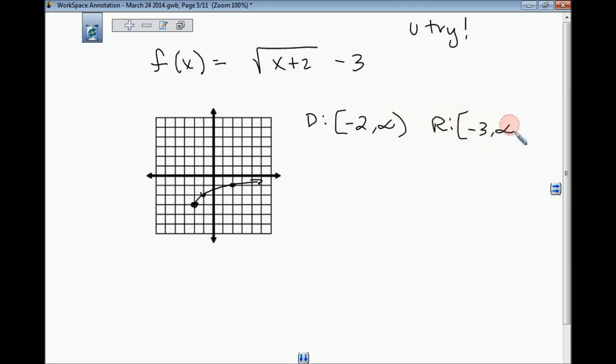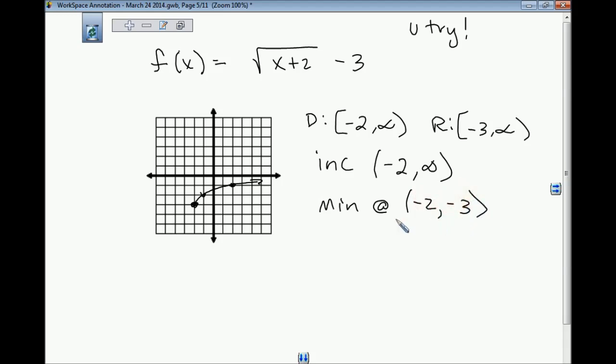Negative 3 to infinity. Is it increasing, decreasing? What's it doing? Increasing. And over what interval is this function forever increasing? Negative 2 to infinity. Does it have any extrema? Yes. The function has a minimum value at the point (-2, -3), so the minimum value of the function is negative 3. We could describe one end of the end behavior, because we only have one end. All right, are we good?